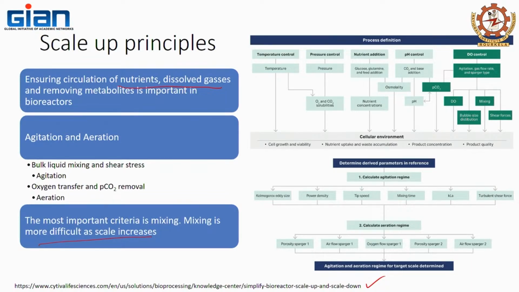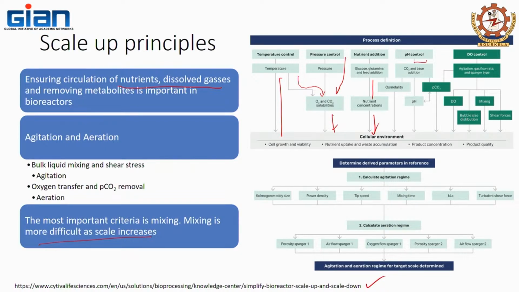So, temperature control. Temperature is directly related to cell growth and viability. Temperature control also regulates the O2 and the CO2 solubilities. Then you have your pressure control. Pressure control basically impacts your CO2 and O2 solubilities, and that impacts your cellular environment. Nutrient addition: your glucose, glutamine and the feed addition. Nutrient concentration will impact your cellular environment.